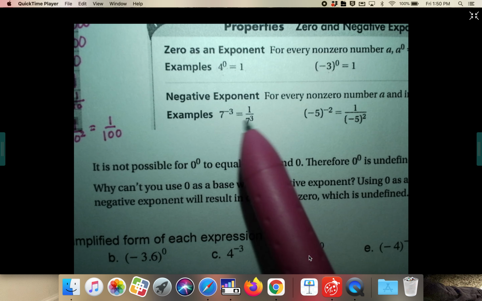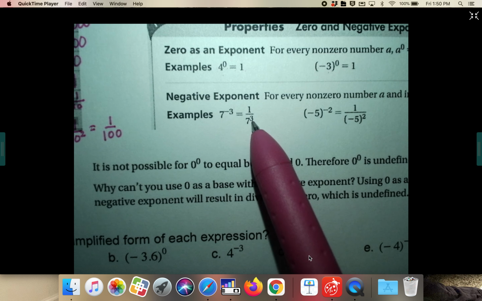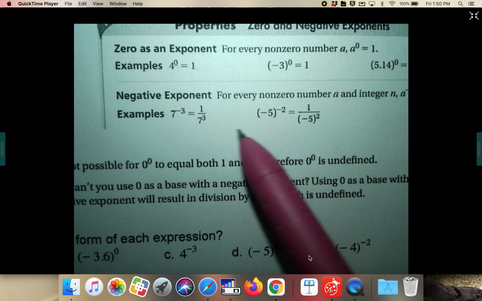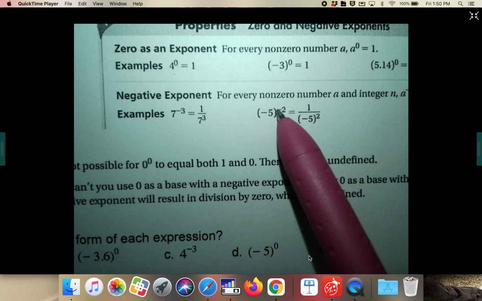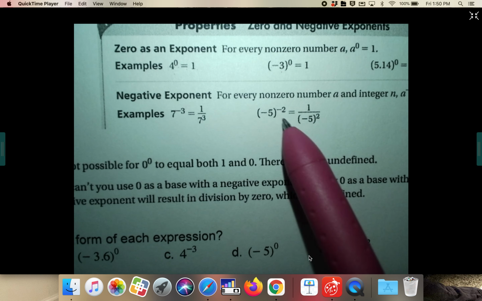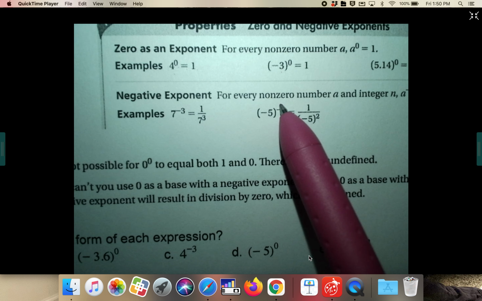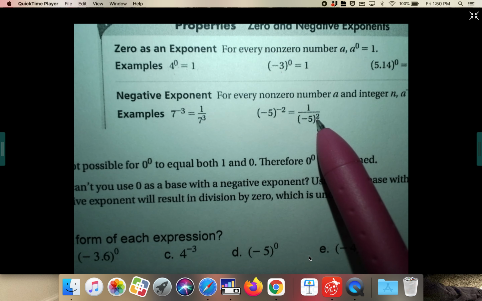Okay, so look at our examples. 7 to the negative 3, 7 to the positive 3 flips under a 1 here. Okay, look at the next one. Negative 5 to the negative 2 becomes to the positive 2 after it flips under a 1. And now notice it didn't change the base. If the base was negative 5, it's going to stay negative 5. It just changes the exponent from negative to positive.